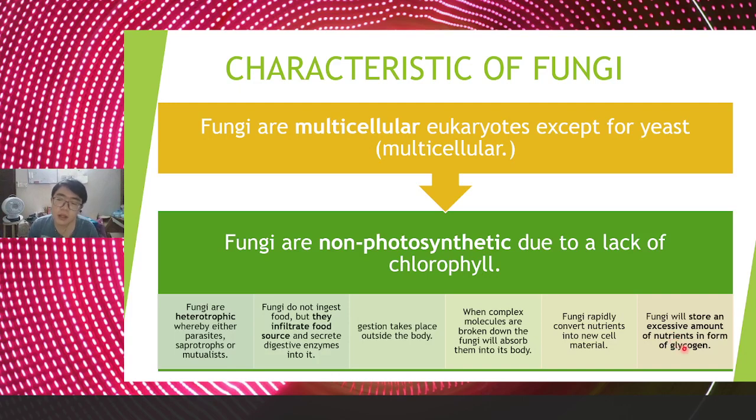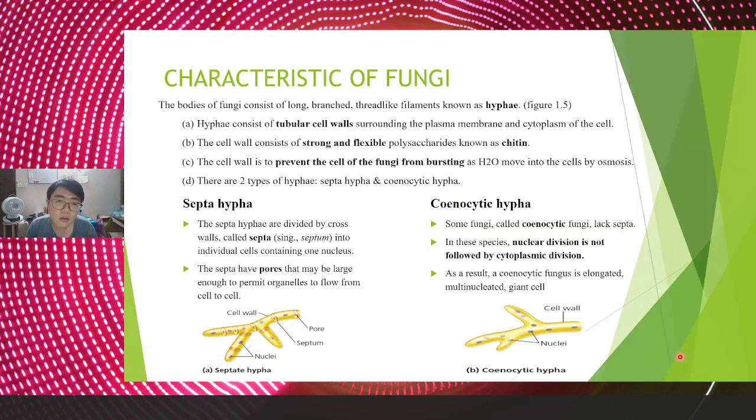This is also different from humans. Humans cannot store an excessive amount. If a human wants to store glycogen, it is only in the liver, and it is limited. If it is already full, then it is full. But fungi can store an excessive amount of nutrients in the form of glycogen. Not only that, there is another thing, which is the body of fungi, which is totally different from animals and plants.